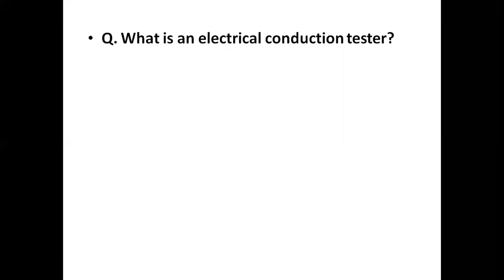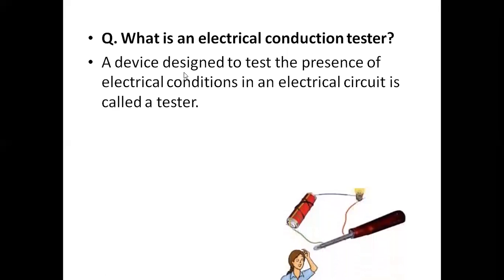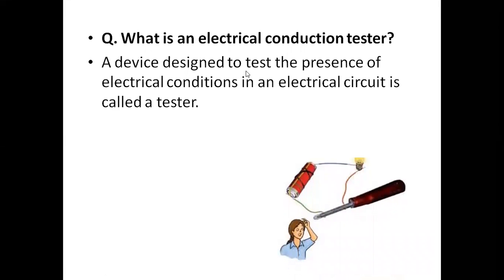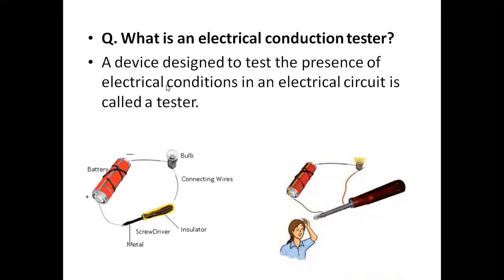Now we shall try to define what is a conduction tester. A device designed to test the presence of electrical conditions. What is that electrical conditions? Presence and absence of electric current. A device designed to test the presence of electrical conditions in an electrical circuit is called a tester.